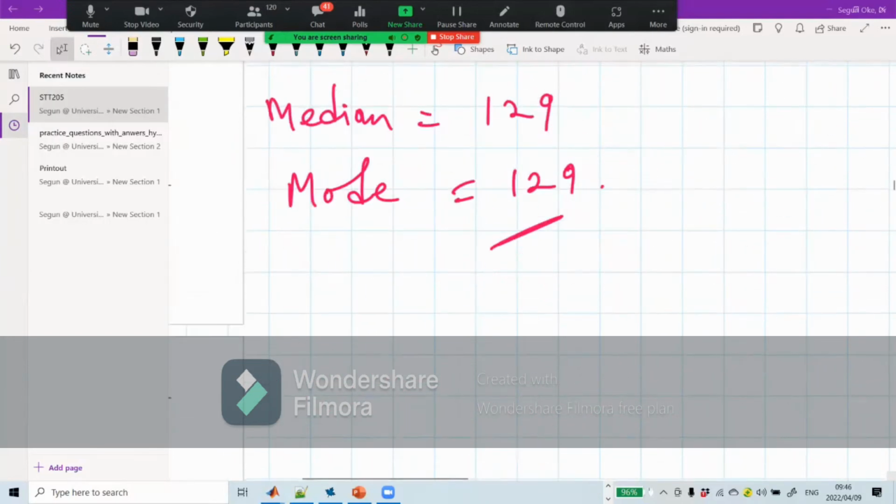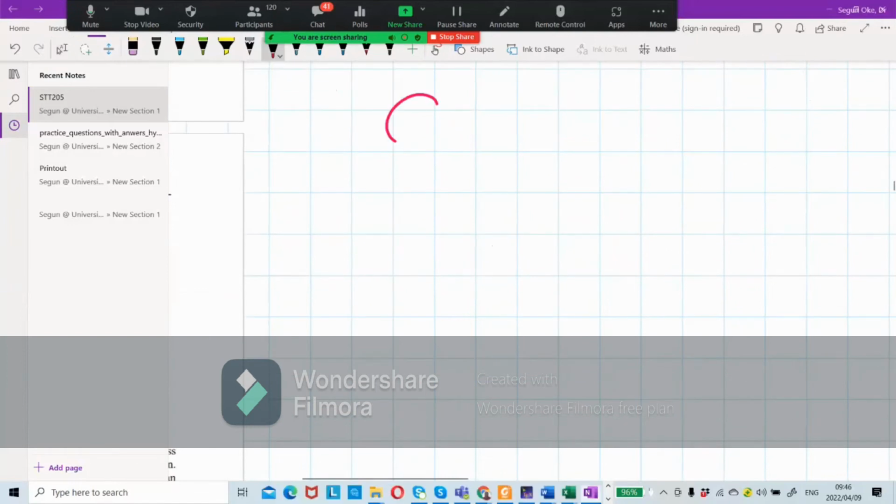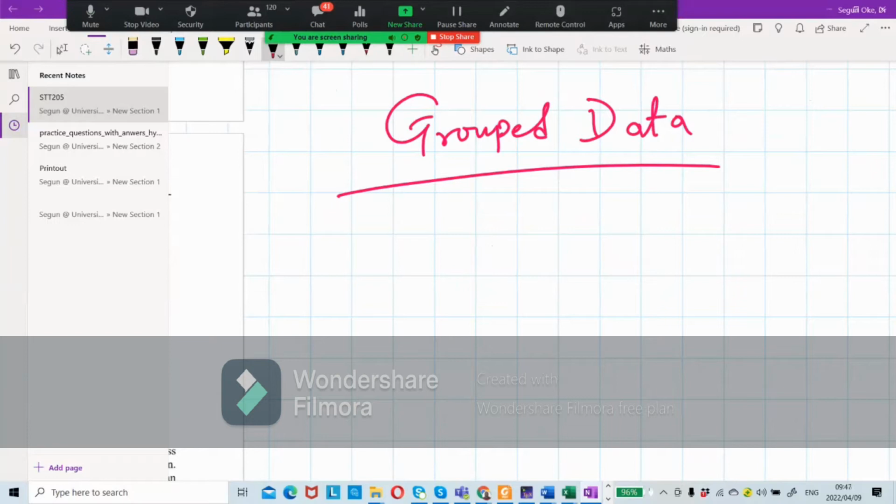Okay, let's continue, please. We have for group data. For us to calculate the mean for group data, let's quickly write the formula down, please.